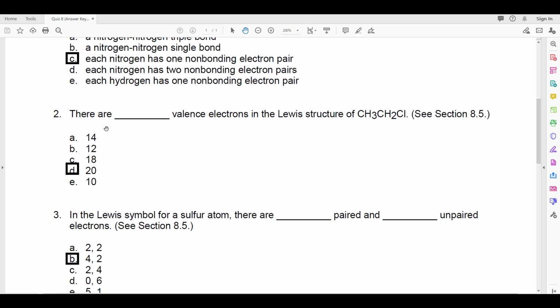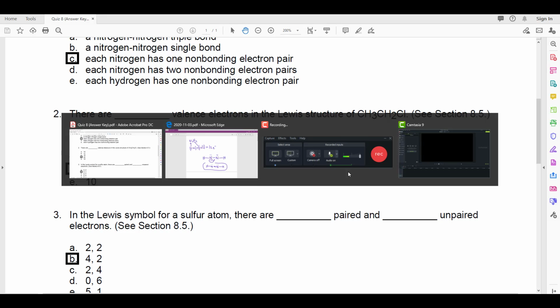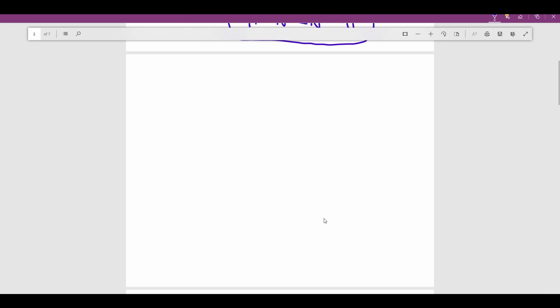Now let's go to question 2. There are blank valence electrons in the Lewis structure here, okay? So let's go ahead and take this formula. We'll go back to our dot chem and I'll write it down. Okay, so I'm going to go ahead and write down CH3, CH2, Cl, okay?